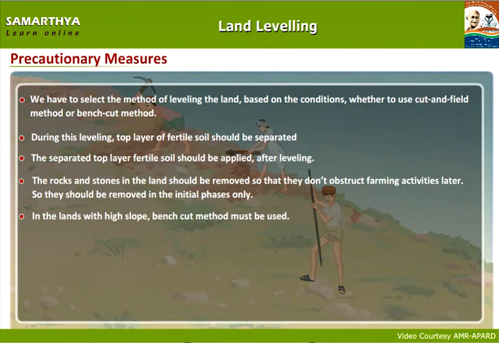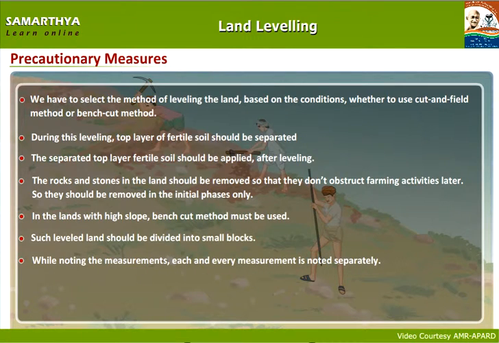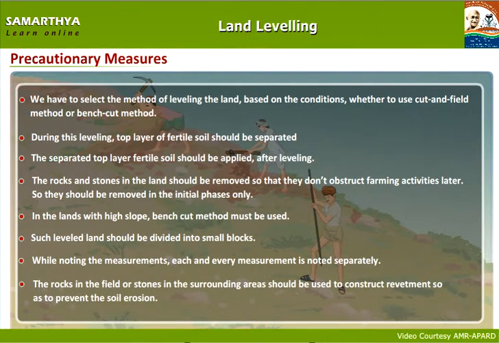In the lands with high slope, the bench cut method must be used. Such leveled land should be divided into small blocks. While noting the measurements, each and every measurement is noted separately. The rocks in the field or stones in the surrounding areas should be used to construct revetment so as to prevent the soil erosion.